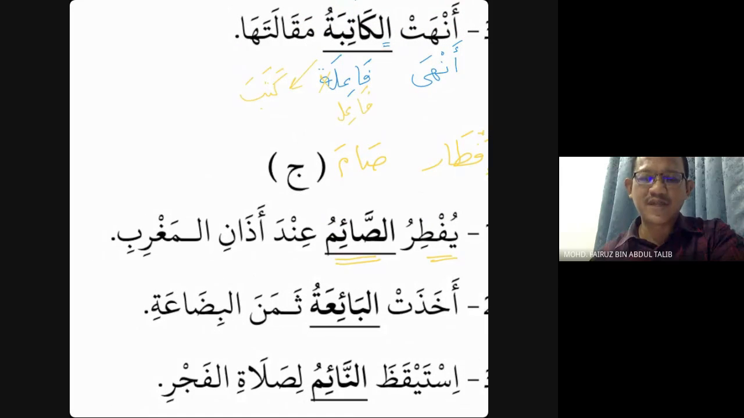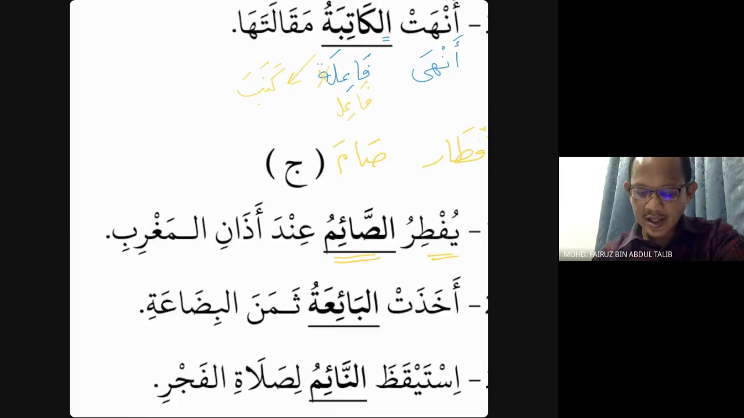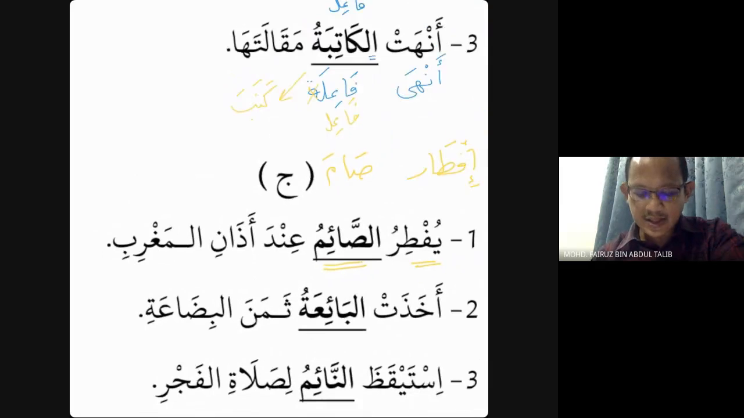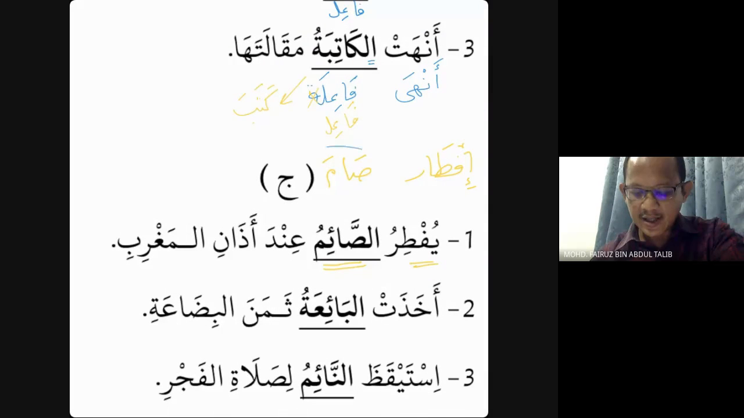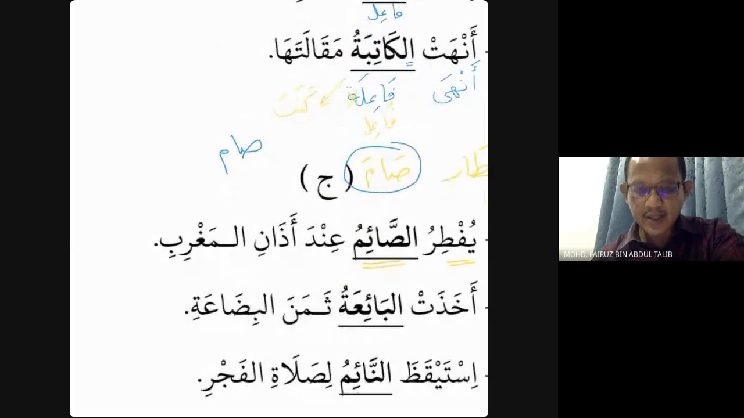Fasting. Yes, fasting. Sama yasumu. Alright, so this is a three-letter fi'il, correct? This is a three-letter fi'il, sama. So from our previous example, from group 1, we know that if it is a three-letter fi'il, you want to change to isim fa'il, you just change to this wazan, which is fa'ilun. Correct? This is from our previous group.